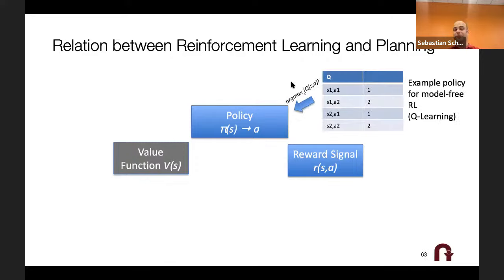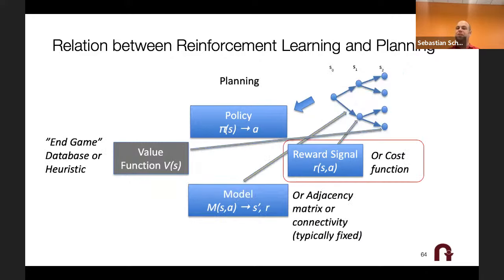For model-free reinforcement learning, you're essentially trying to build a direct mapping from state to action. For the case that we look at, we typically have a model, meaning we know how we go from one state to the next. Then you can think about the value function like an endgame database for some planning problems, or a heuristic. The reward function, we also sometimes call a cost function. So what we'll really look at here is how do we learn that reward signal, given that we have a model for how the robot behaves, and we have some way to plan on this.